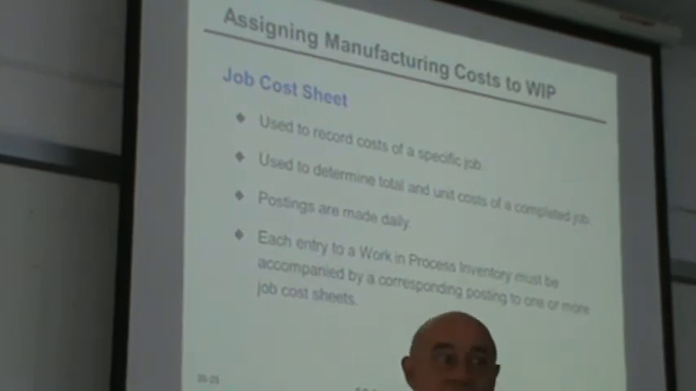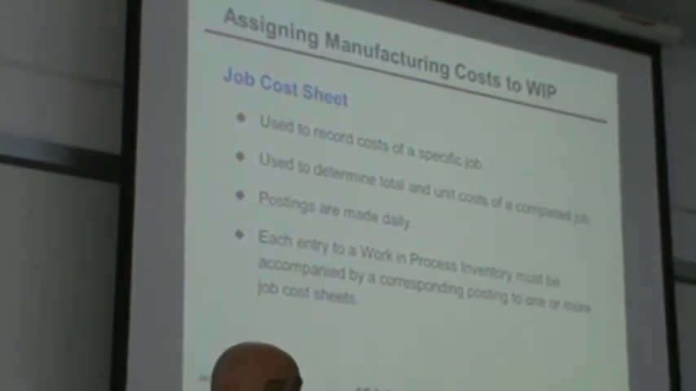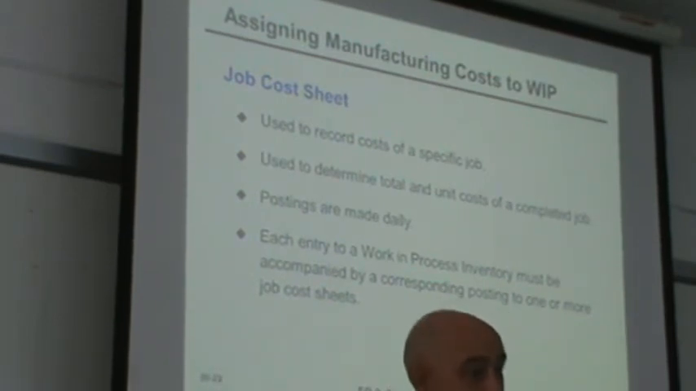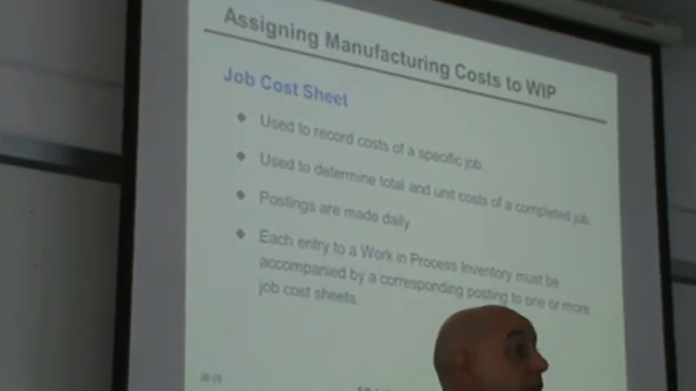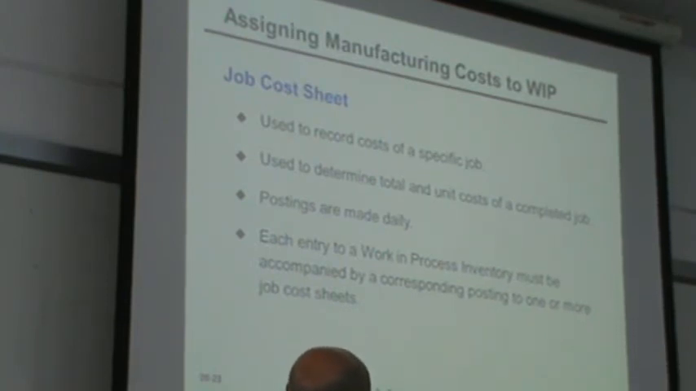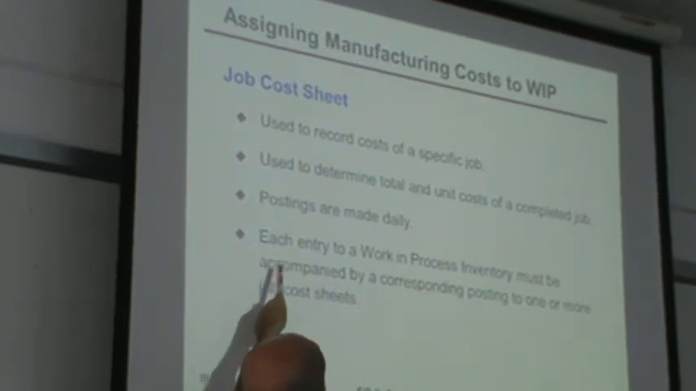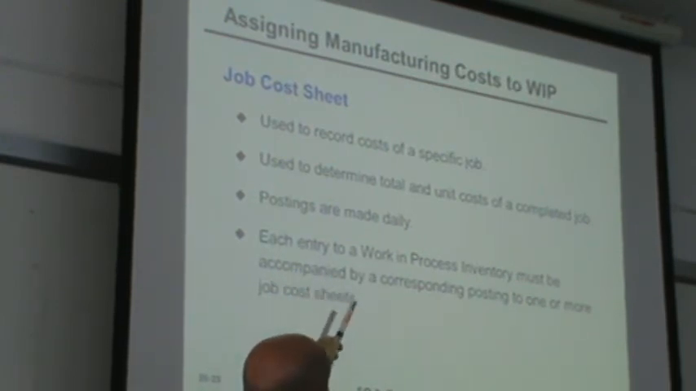When you're an accountant, you know at every time how many jobs you have. Now I have 3 jobs, or now I have 7 jobs, now I have 11 jobs. And you go through each job, and at the end of the day, you write for every job. Maybe there's nothing, okay? Each entry to work in process inventory must be accompanied by a corresponding posting to one or more job sheets.